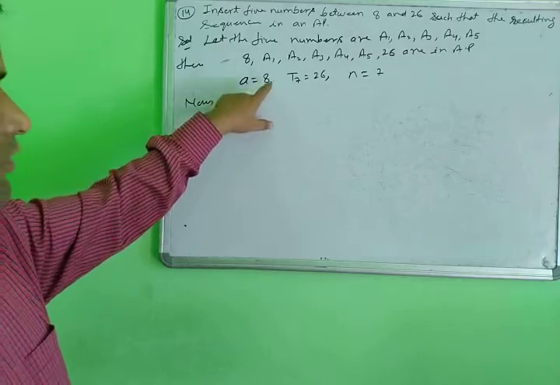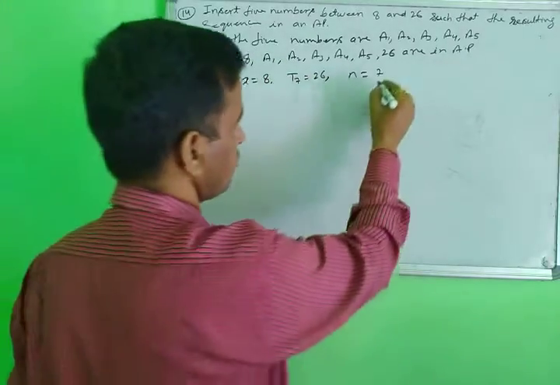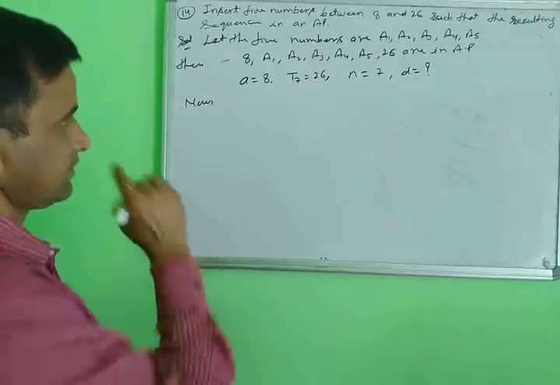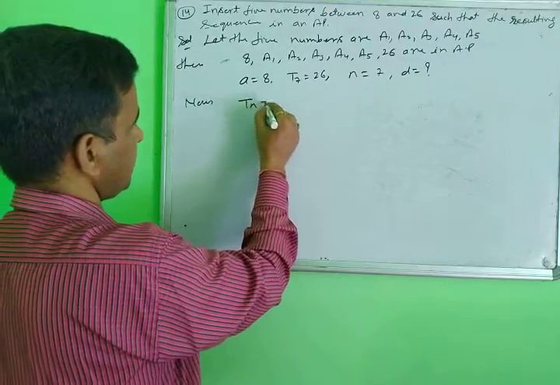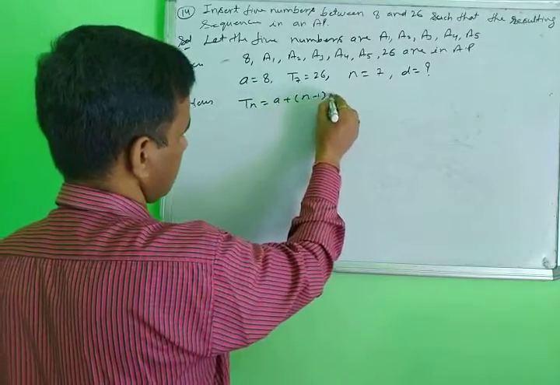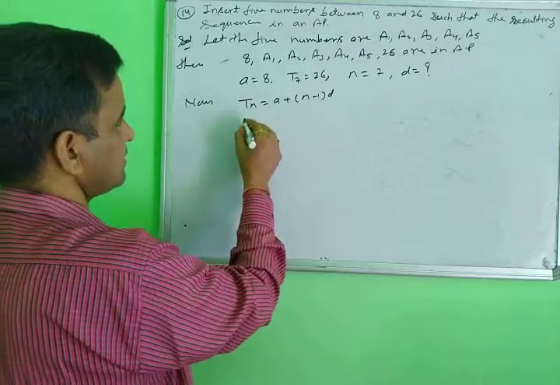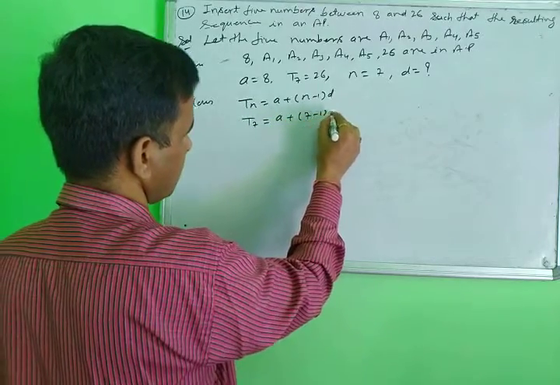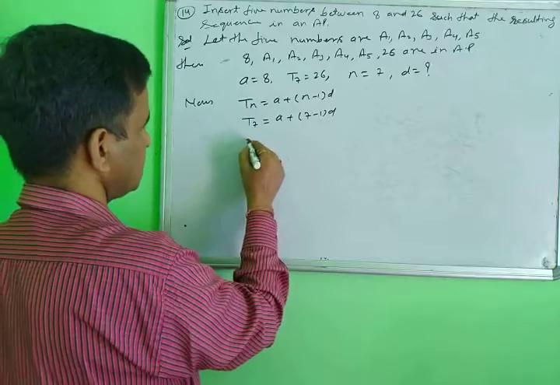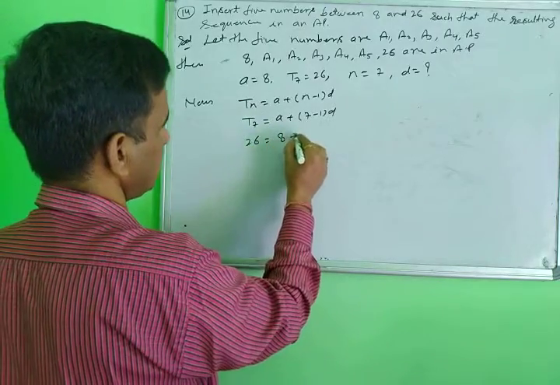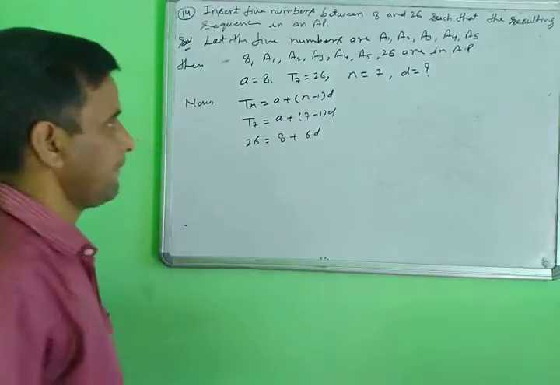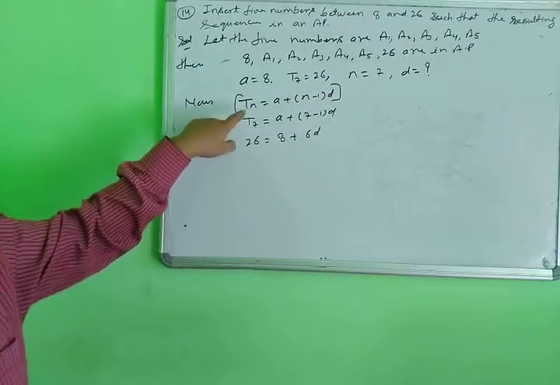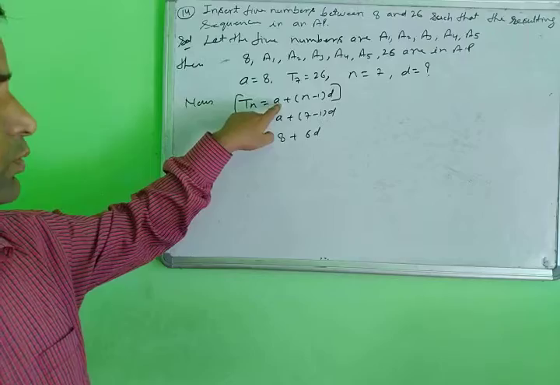And what are the values of A1, A2, A3? You will find them, but first of all you find D here. D is not given, so first find D. Tn equals A plus (N minus 1)D. The value of Tn means T7 equals A plus (7 minus 1)D. The value of T7 is 26, the value of A is 8, so 26 equals 8 plus 6D. Tn equals A plus (N minus 1)D is the general term of the AP.